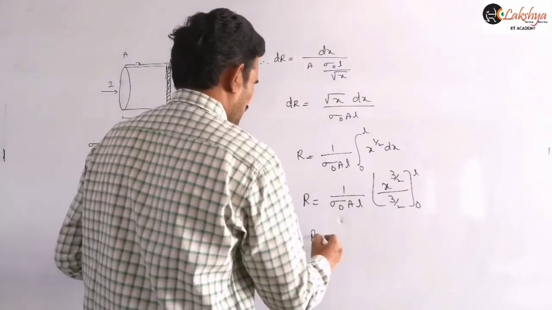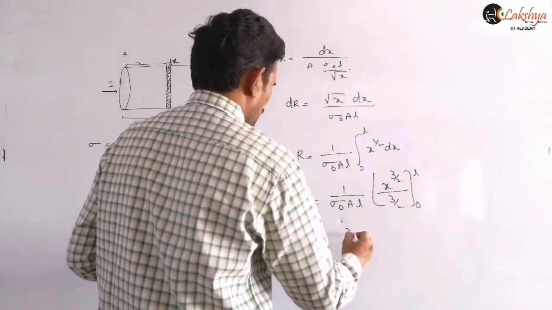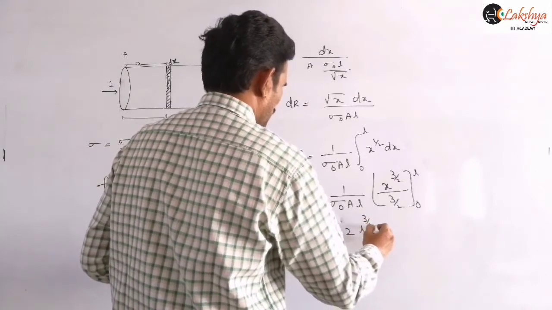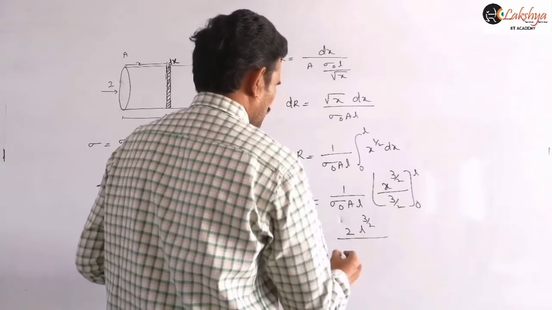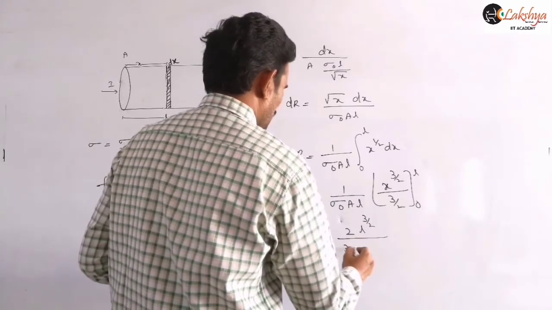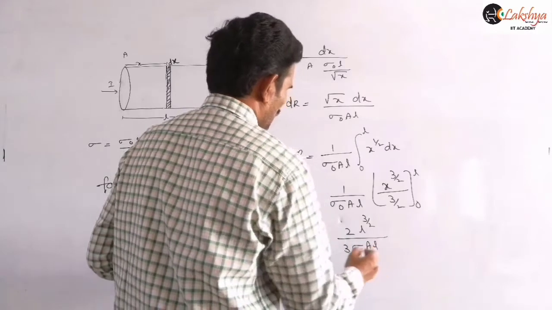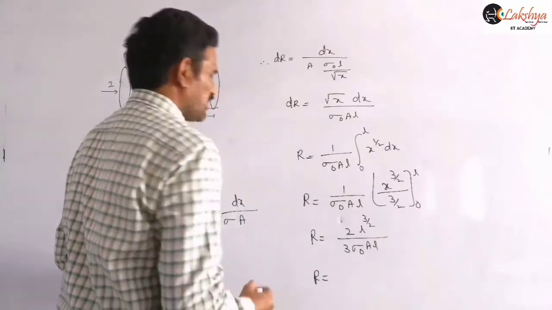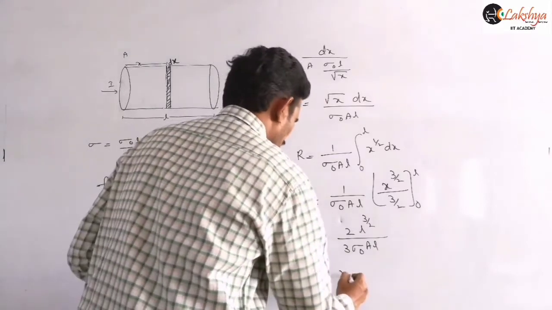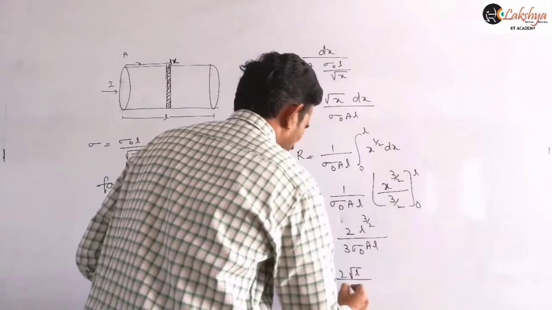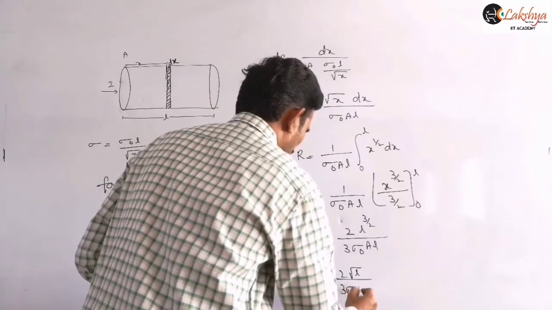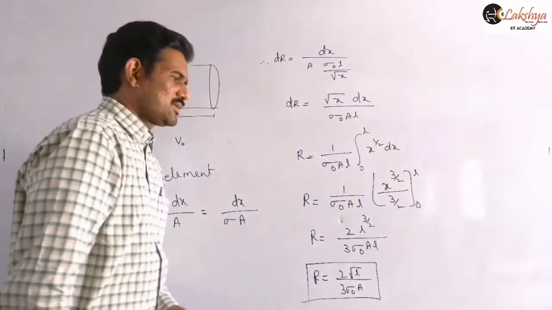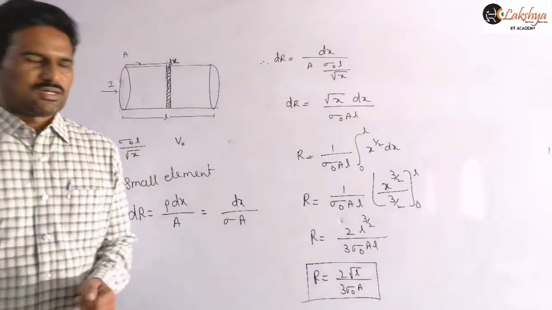And so, therefore, I can write this as 2 L power 3 by 2, divided by 3 into sigma naught into A into L, and L you can simplify there. Therefore, finally, the resistance of that material I can write as 2 into root L by 3 into sigma naught into A. So, this is now the resistance of that material, right?